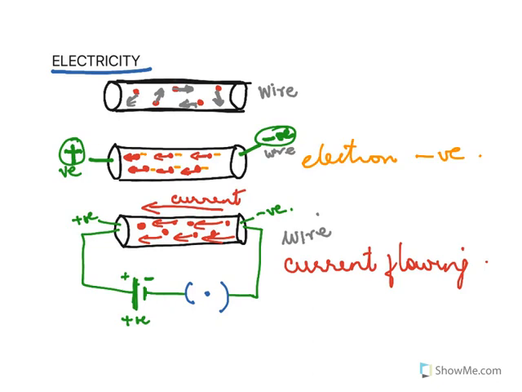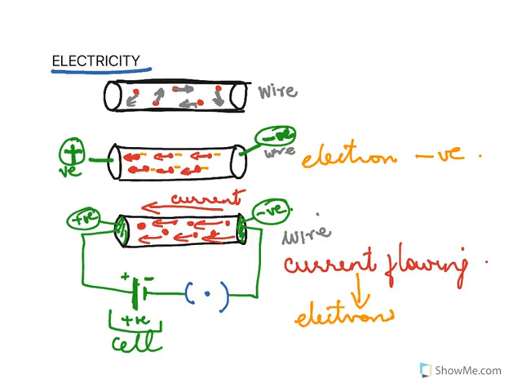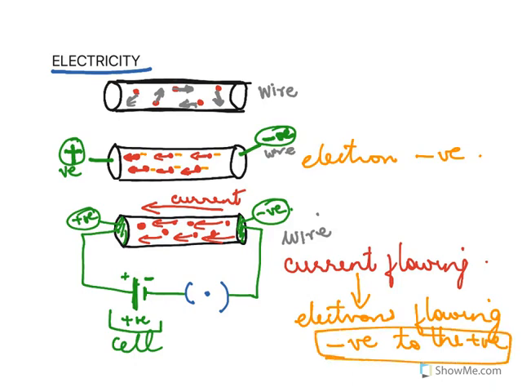And how did we make one end positive and one end negative? All we did was connect the wire to a battery or a cell, which made this end positive and this end negative, and a current was established. Now note one very important point. When the current is flowing, we have electrons flowing. And in which direction do they flow? They flow from the negative to the positive. This is a very important point which we'll come back to later.